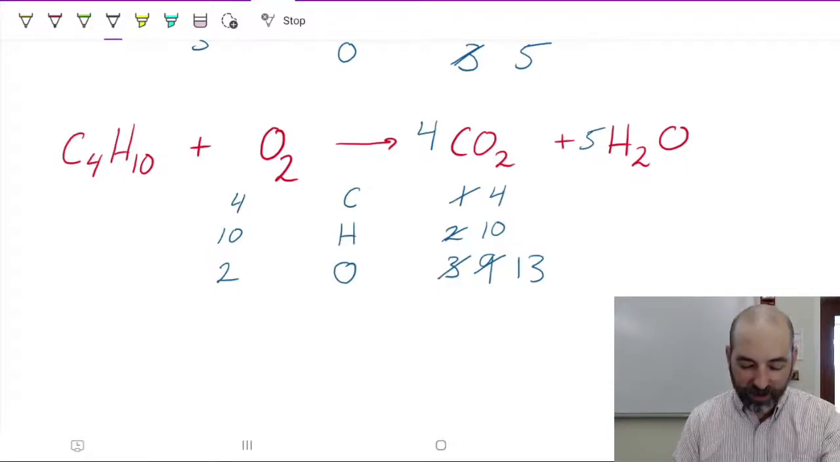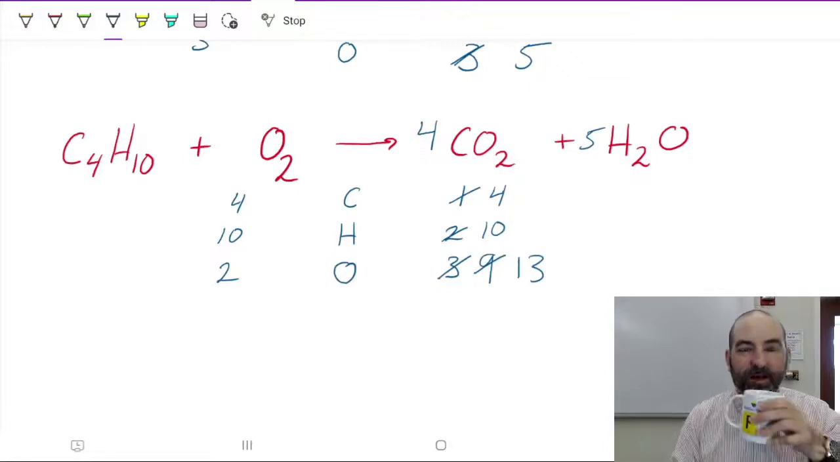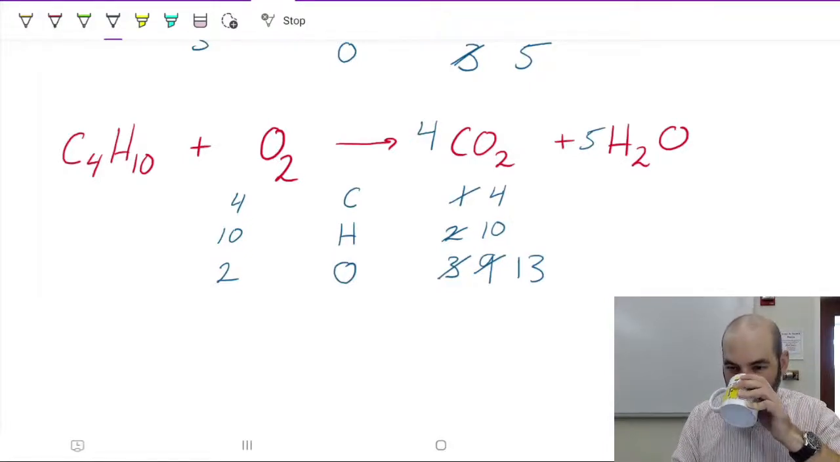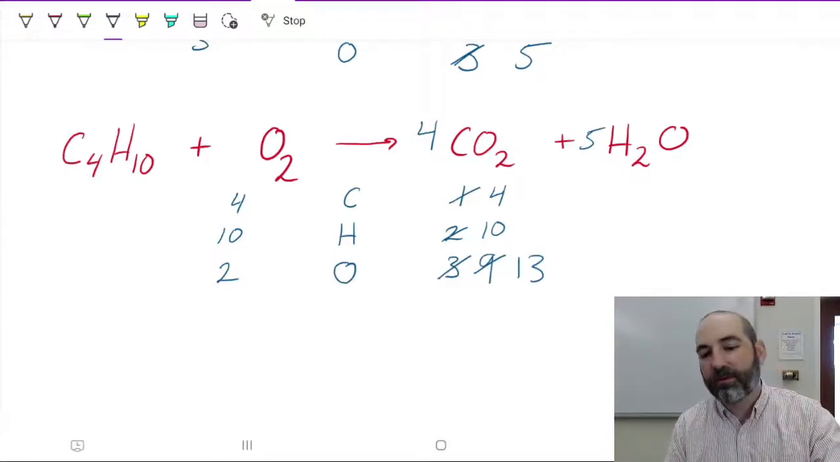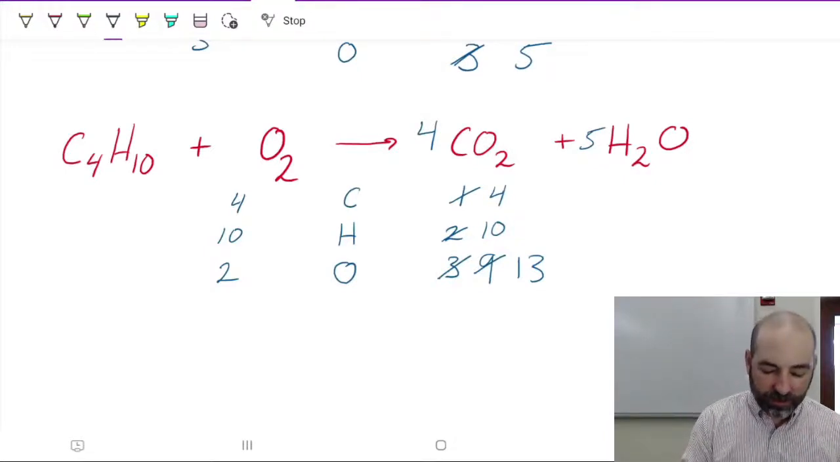Because if we put 6, we get 12. If we put 7, we get 14. So what's the solution? Any ideas? Double everything. Yeah, let's double everything. So if you run into this problem, you can double everything, and then the numbers will work out. So let me show you what that looks like.